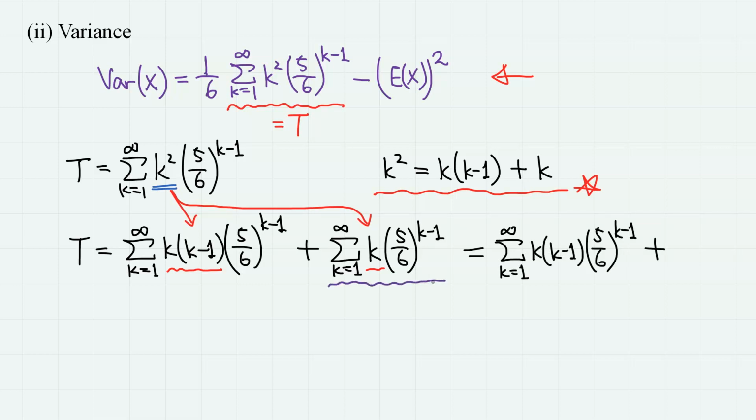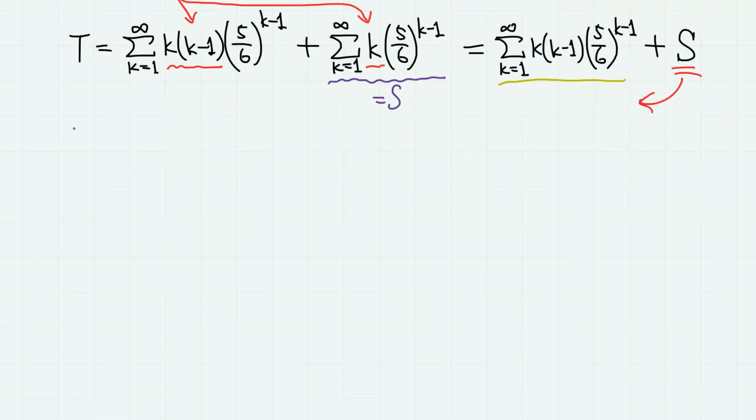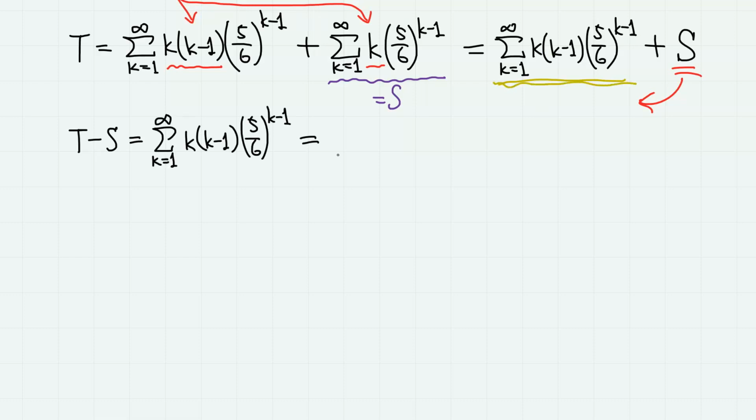And this second part is just s, so we can just write plus s here. We want only the series on the right hand side, so let's move this s to the left hand side. Then we have t minus s equals this series. And the term becomes 0 when k equals 1, so we start from k equals 2.